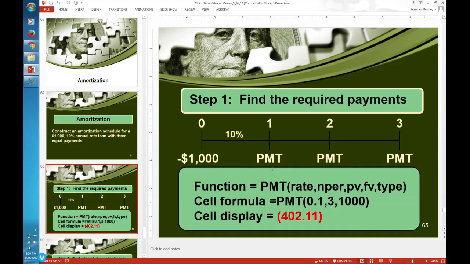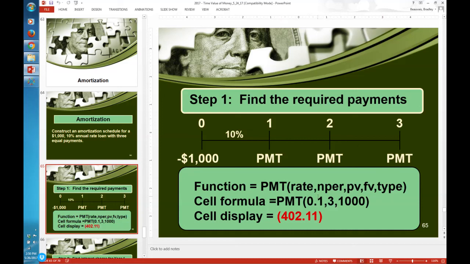First and foremost, we find out what our payment is. Here we're talking about an annual payment. So that annual rate is 10%, 3 periods, present value of $1,000. We don't use future value or type, closing parentheses. We end up with a payment of $402.11.